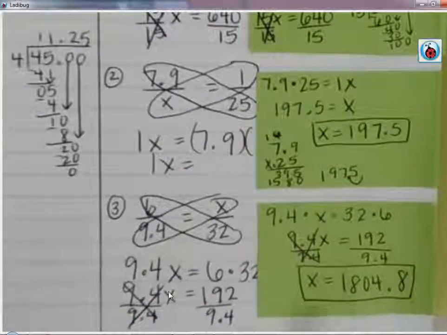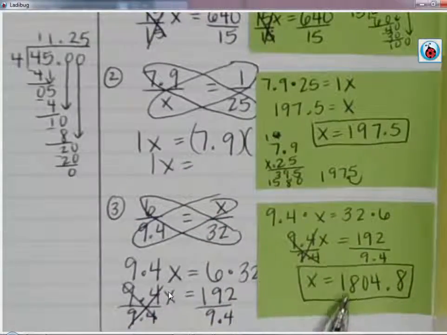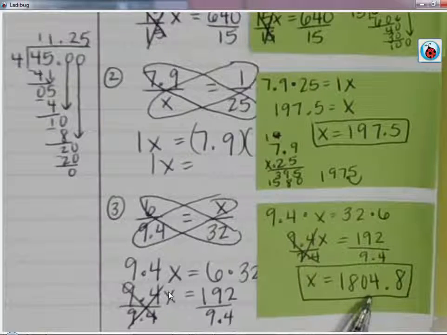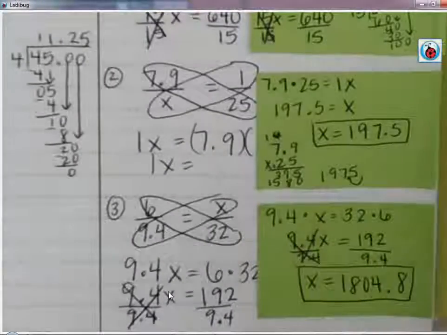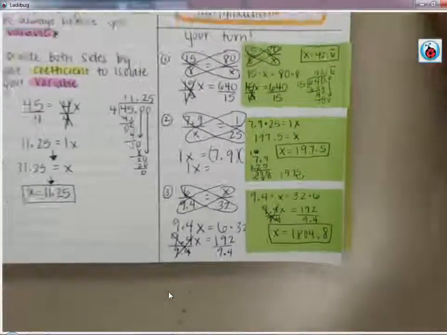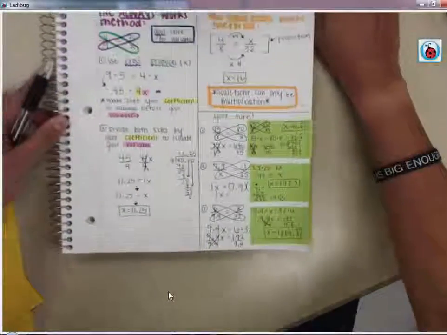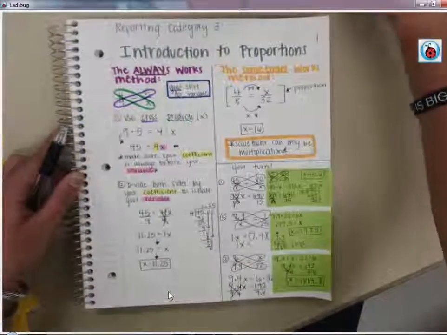You should have gotten 1,804 and 8 tenths. Okay, now I'm going to zoom all this back out so you can make sure you have everything. Move back in a little bit.